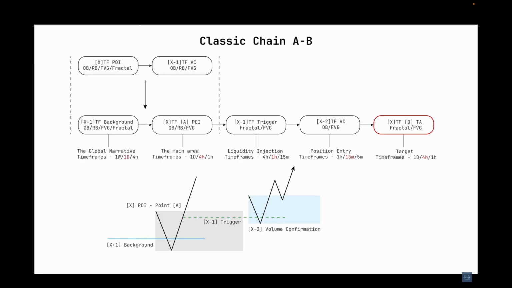our point B. It is located on the same X time frame as our POI, which is 4 hours. Usually, our target is the nearest fair value gap zone or fractal point. Thus, entry into a position is made if the target is favorable for our risk-reward ratio. This was the classic chain AB. It may not be clear at the moment, so let's look at an example on a real chart.